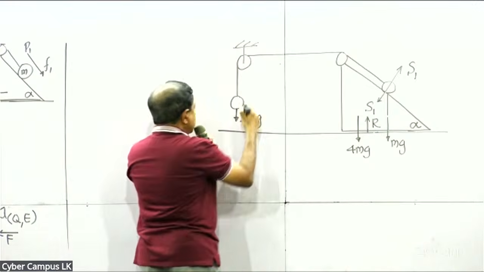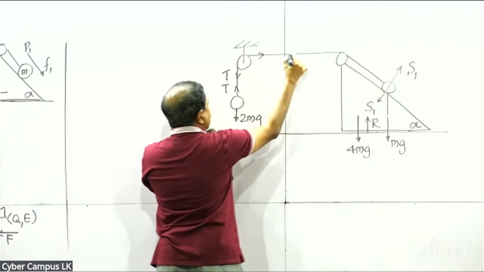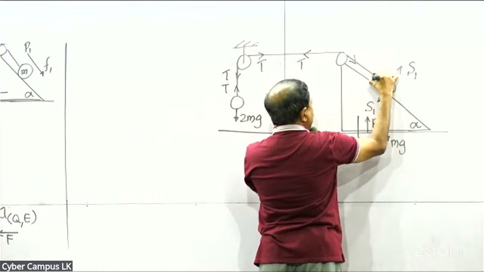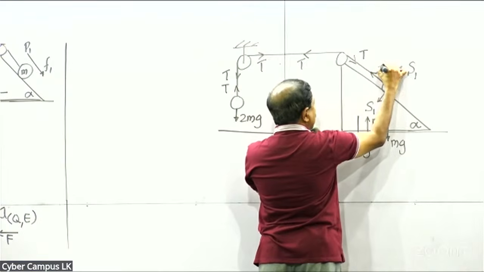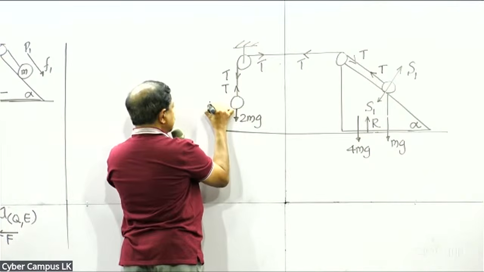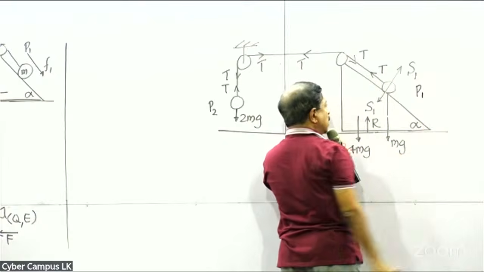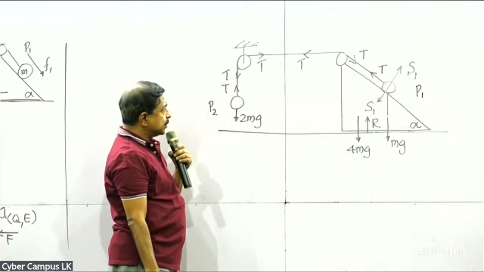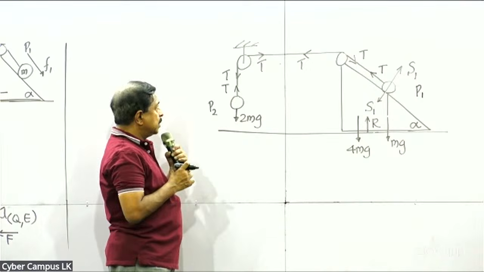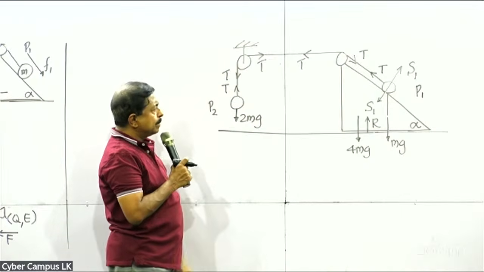Then the tensions. This is P2. This is P1. Now we'll mark the accelerations. Tension is done. We are done with the reactions. Here, this reaction is not necessary. Don't take it. This is not a moving object.